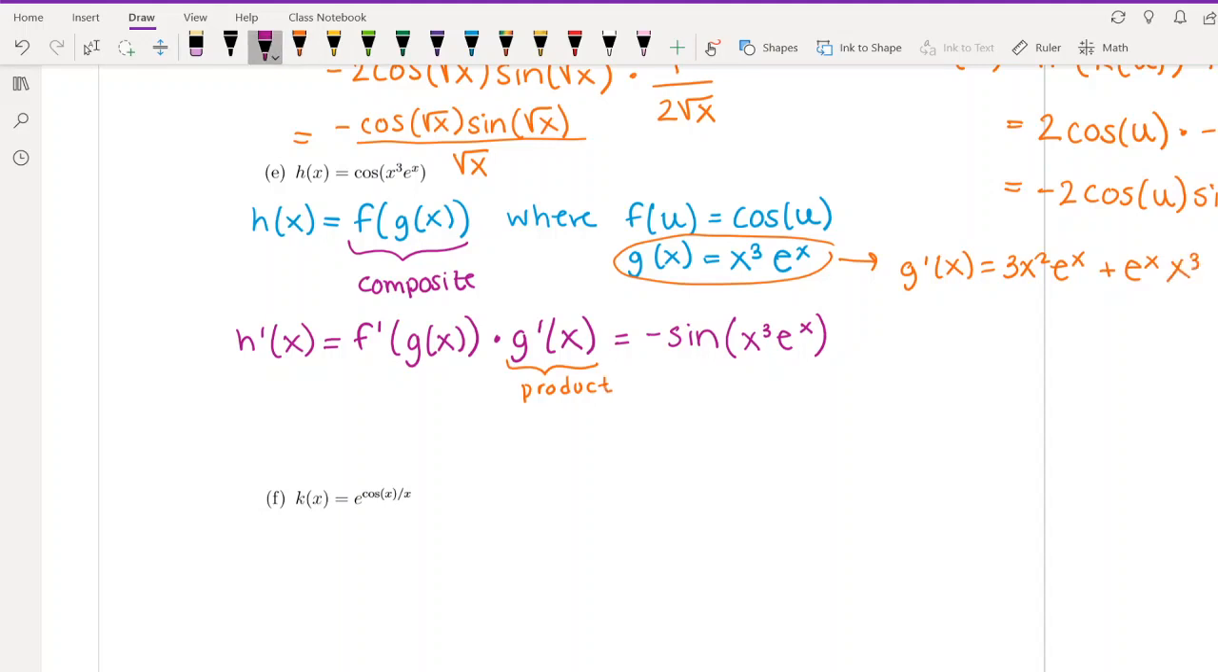And so putting these together, that tells us that the second part of our chain rule is going to be 3x squared e to the x plus e to the x, x cubed.